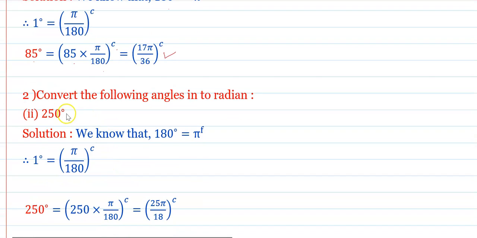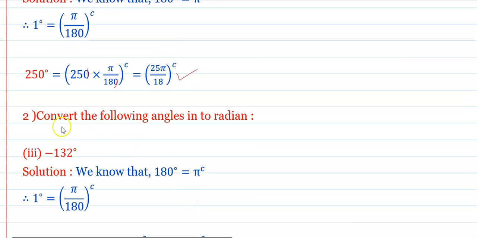Now the next, convert 250 into the radian. Again 180 degree is equal to pi radian. Therefore 1 degree is equal to pi upon 180 radian. So if we want to convert the measure of a degree into radian, we multiply it by pi upon 180. 250 into pi upon 180. And again if we simplify, the zeros cancel here. Therefore you will get 25 pi upon 18 radian.